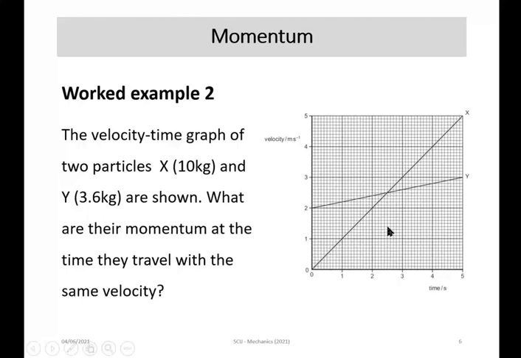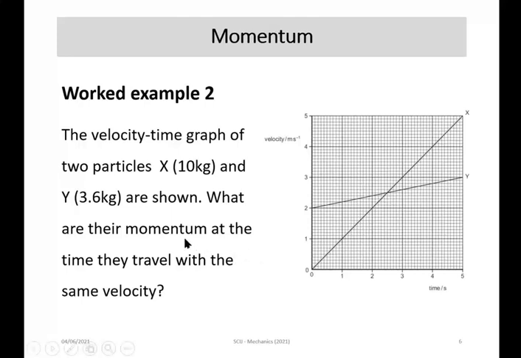That's 2.5 seconds. At that moment, particle x was traveling with a speed of 2.5 meters per second, and particle y was also traveling at a speed of 2.5 meters per second. So this is the point at which they are traveling with the same speed of 2.5 meters per second.